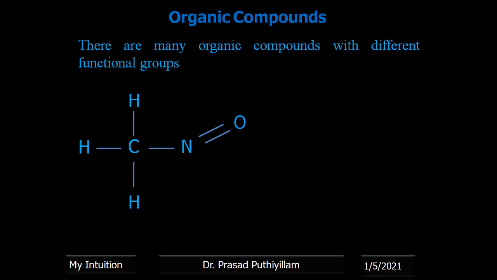If it is N double bond O and single bond O minus, that is NO2, they are nitro compounds. If it is SO3H, sulfonic acid or alkyl sulfonic acid group. If it is SH, we call them as alkyl thiols. If it is SR, we call it as thioether.